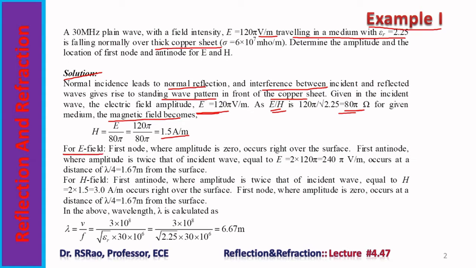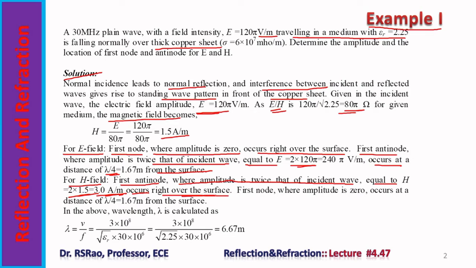Now, let us consider the E field in front of the reflecting surface. First node, where amplitude is 0, occurs right over the surface. First antinode, where amplitude is twice that of the incident wave, equal to 2 into 120 pi equal to 240 pi volts per meter, occurs at a distance of lambda by 4, that is 1.67 meters from the surface. For the H field, first antinode, where amplitude is twice that of the incident wave, equal to 2 into 1.5, 3 amperes per meter, occurs right over the surface. First node, where amplitude is 0, occurs at a distance of lambda by 4. Note the distance between first node of E and first node of H is lambda by 4.